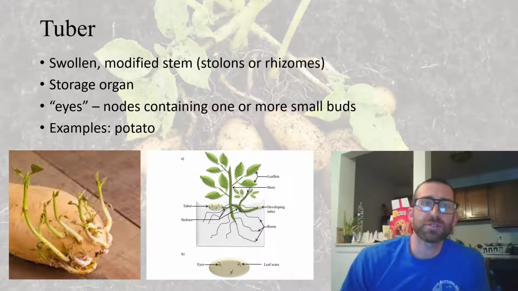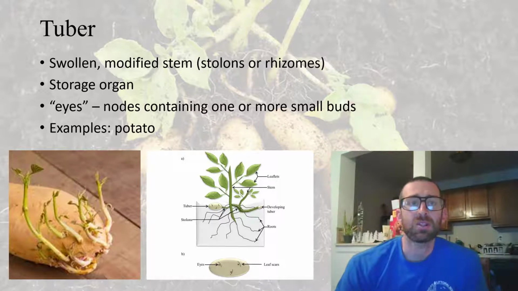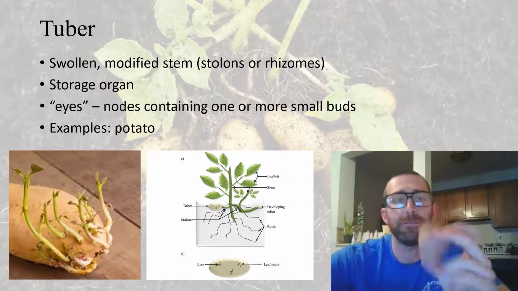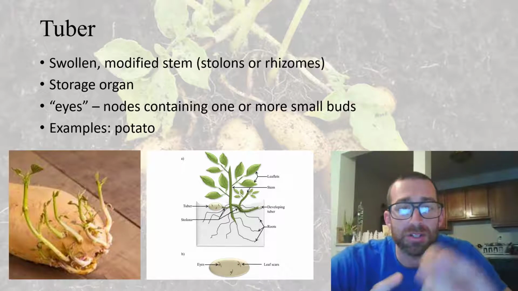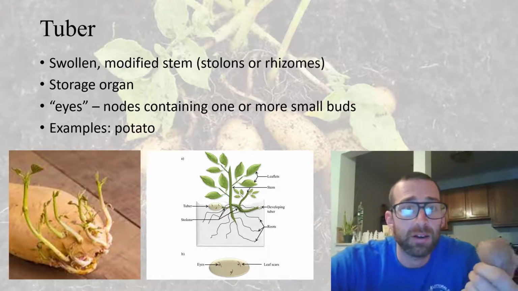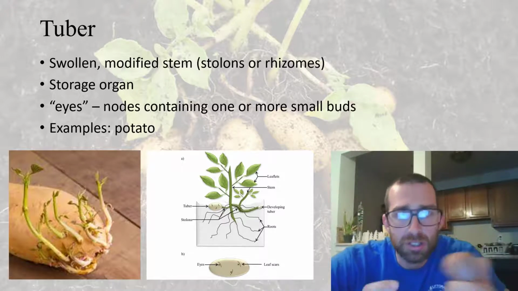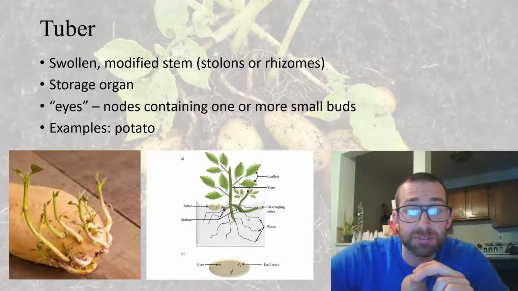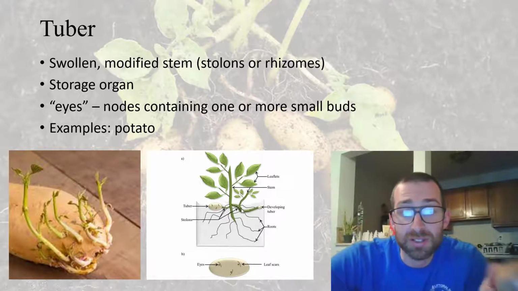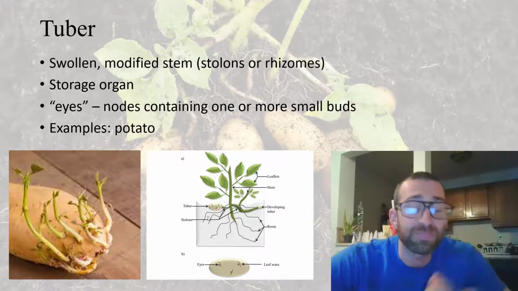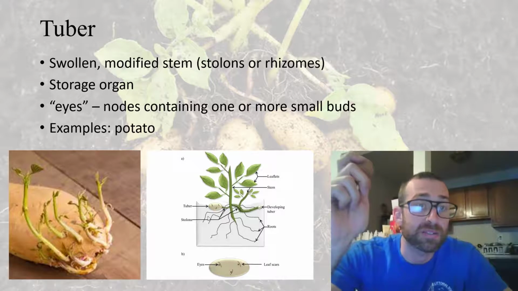Really simple. So tubers. Tubers are modified, swollen stems, right? And our good example here is our potato. So these are technically stems, right? These are not roots. And they are essentially these swollen stolons or rhizomes. If you look down here, you have your stolon, that horizontal stem, and it develops into a swollen tuber. So our tubers are storage organs.